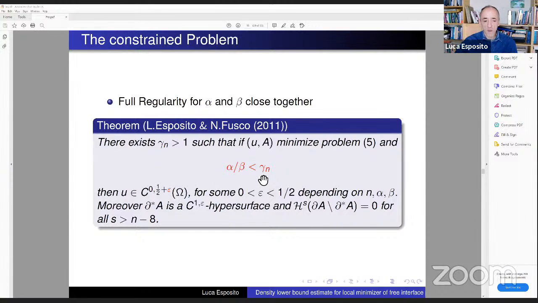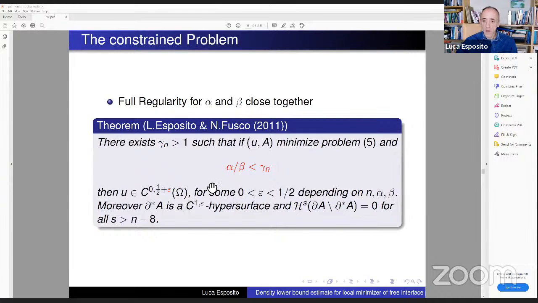It's an interesting question. I'm not sure that it is optimal. But the bound, I think, is optimal when this ratio is greater than gamma n. Maybe the result is not true.